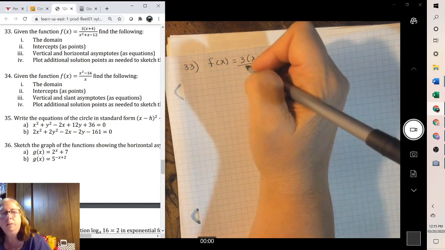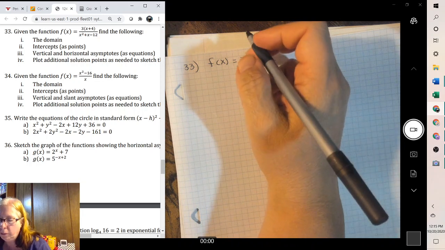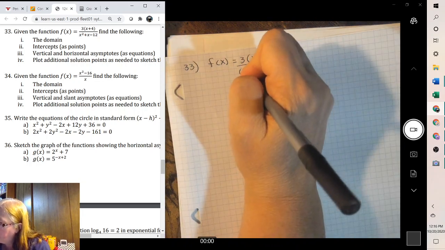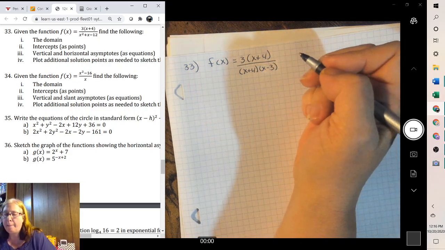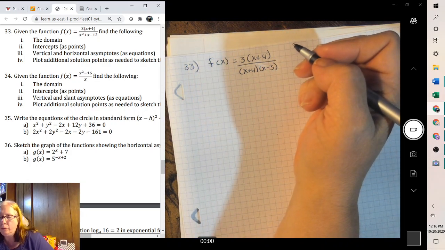I'm going to factor the x squared plus 4 plus x minus 12 will be x plus 4 and x minus 3. It says find the domain, the intercepts, vertical, horizontal, so the same things as before.